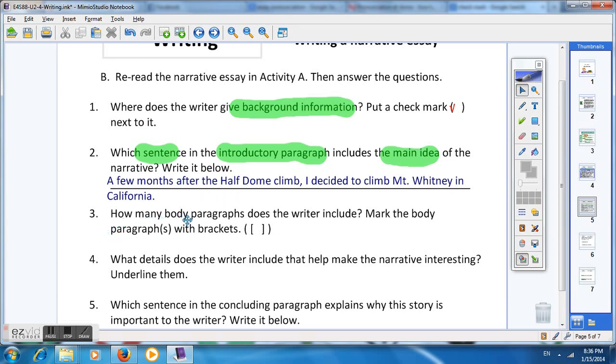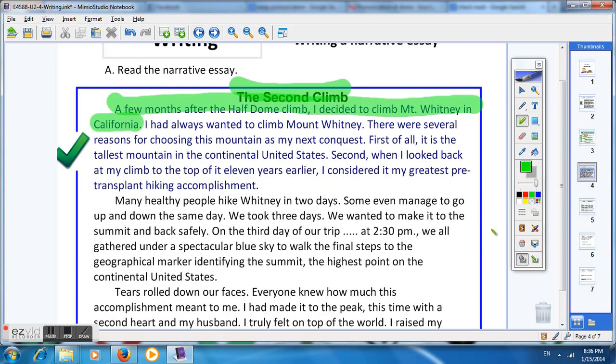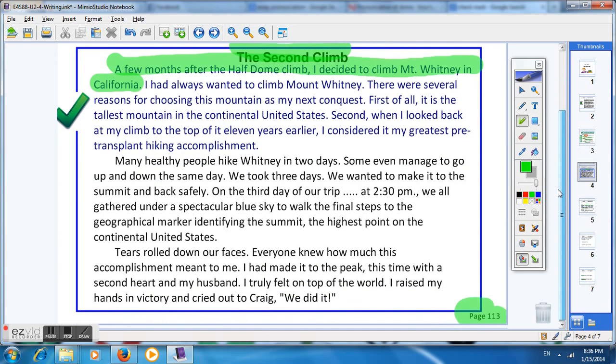How many body paragraphs does the writer include? Mark the body paragraphs with brackets. So this is the intro, and this is the body. How many do we have here? We only have 1.